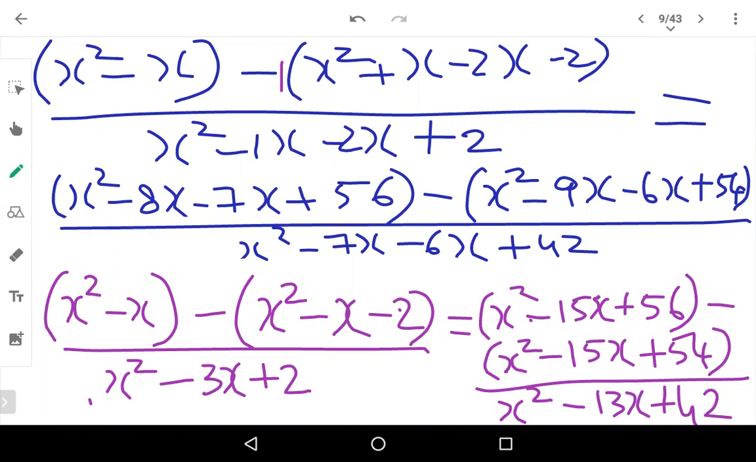Did you all understand this step? Wherever I had 2x, I have simplified that and I have formed this step here. Any doubts in this step? Okay, shall we go to the next step then?